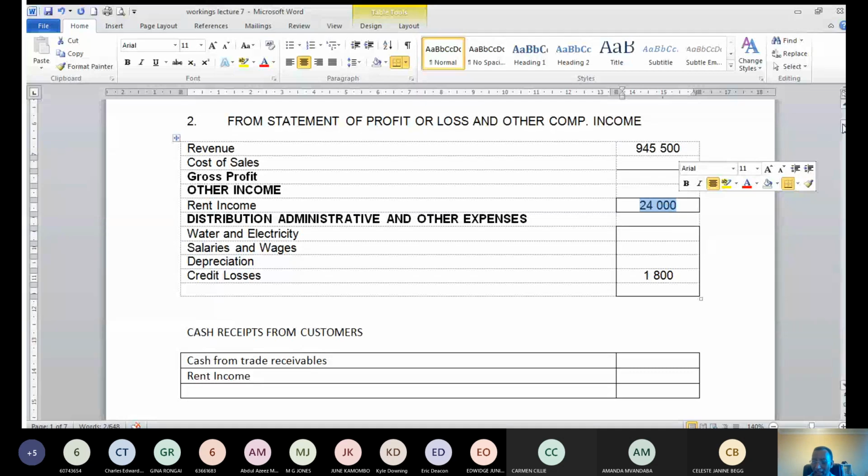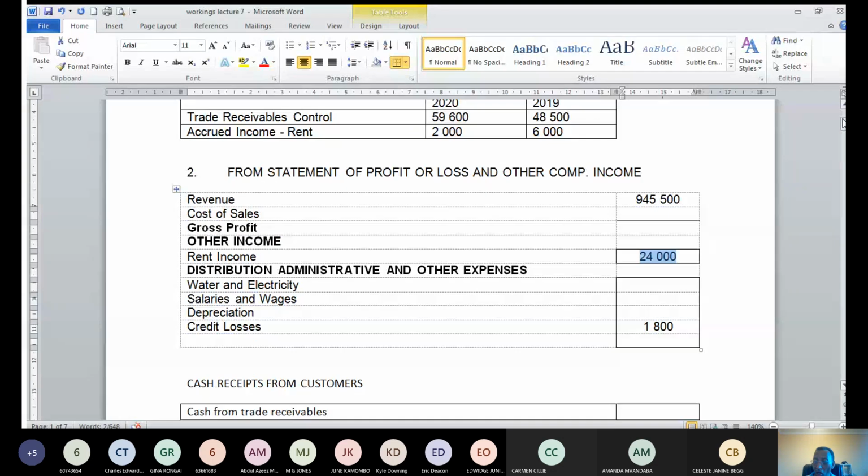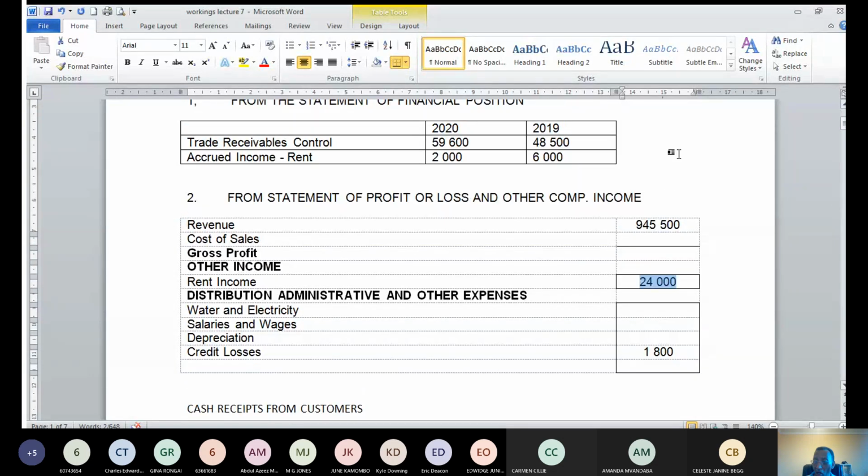That is our income. But we want to know what is the actual amount that we have received from rent. Because in our statement of profit and loss and in our statement of financial position, we've got accrued income of 2,000 and we've got accrued income of 6,000, and that accrued income applies to our rent. Now let us take a look at how much money you actually received from rental.